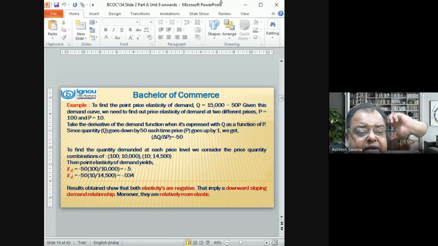ED will be minus 5 in the first case, and ED will be negative 0.034. The result obtained shows that both elasticities are negative. That implies a downward sloping demand relationship. Moreover, they are relatively more elastic.